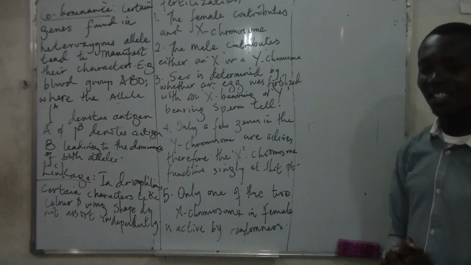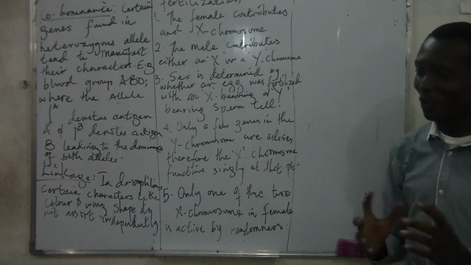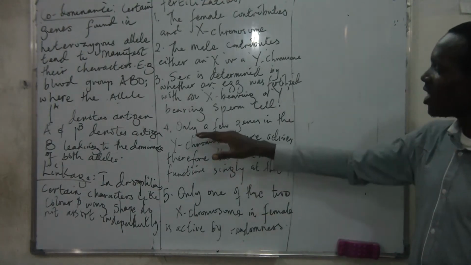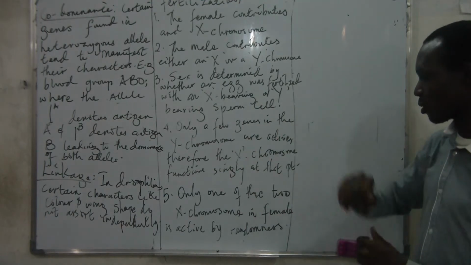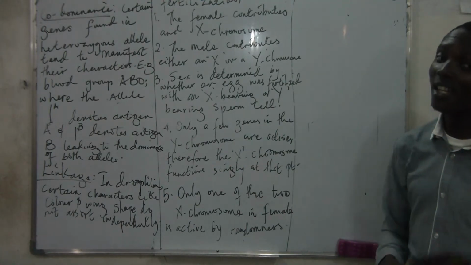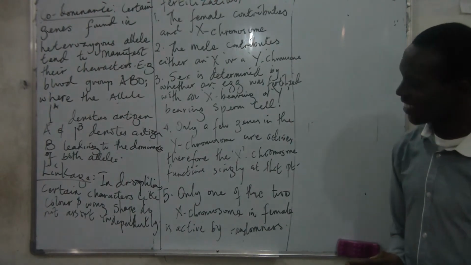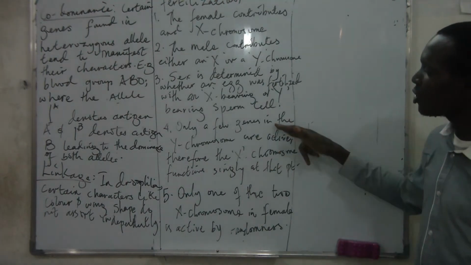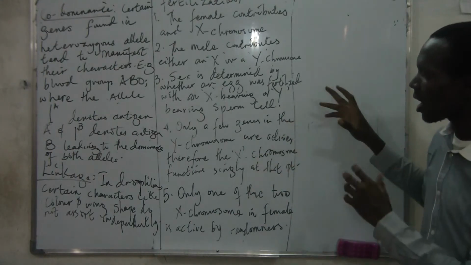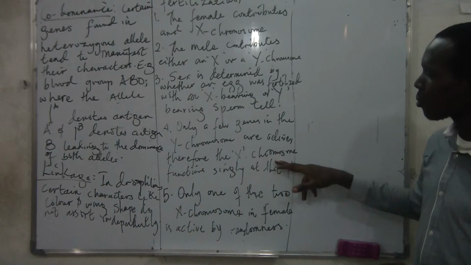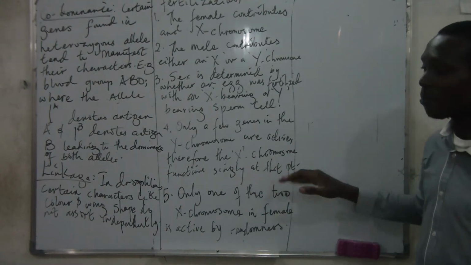So unlike the olden days, where I don't want to make reference to that. But the next is that only a few genes in the Y chromosome. But like I said, there's still an argument. It is still dependent on the female sometimes, to some extent. Only a few genes in the Y chromosome are what? Active. And therefore the X chromosome functions singly at that point.